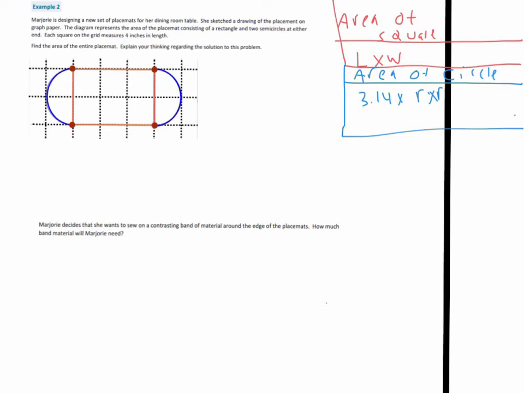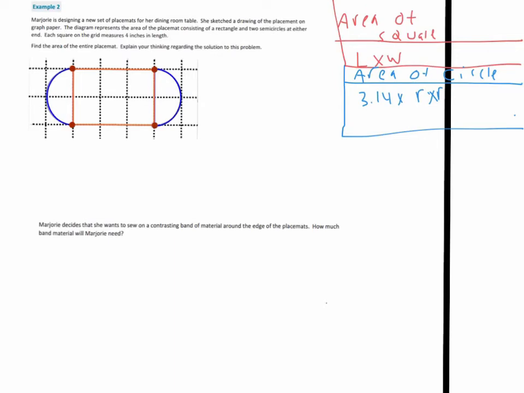Alright, so now we're just going to apply some things that we've learned in the past in this unit and in prior years to solve a little bit more complex problem, although you have all the skills it takes. So it says, Marjorie is designing a new set of placemats for her dining room table. She sketched a drawing of the placemat on the graph paper. So here's our graph paper. The diagram represents the area of the placemat consisting of a rectangle and 2 semicircles at either end. Each square in the grid measures 4 inches. Find the area of the entire placemat. Explain your thinking regarding the whole solution to this problem.